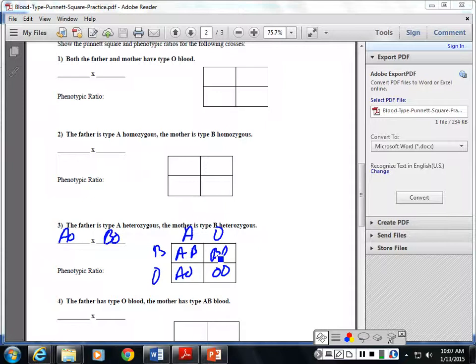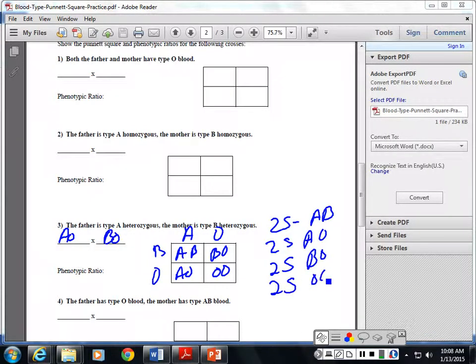Ooh, that's interesting. So if you have a mom that's got B blood and a dad that's got A blood, then you have a 25% chance that they're going to be AB, a 25% that they're going to be AO, a 25% that they're going to be BO, and a 25% that they're going to be OO. Okay? So that's pretty interesting.